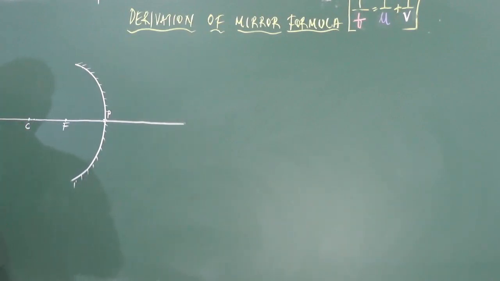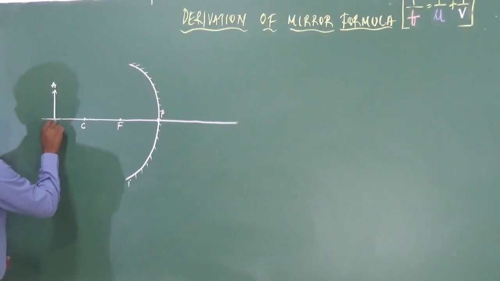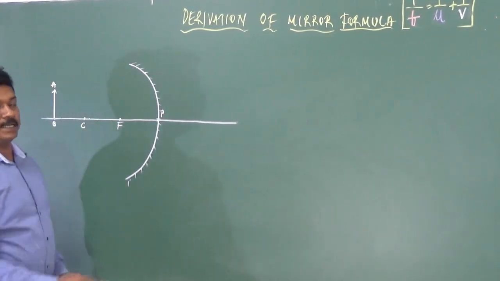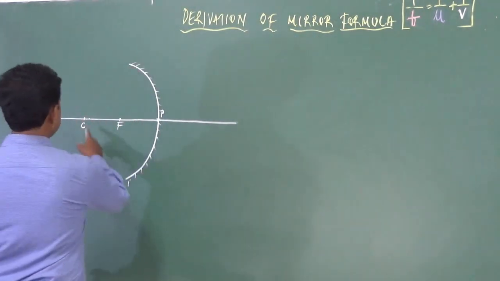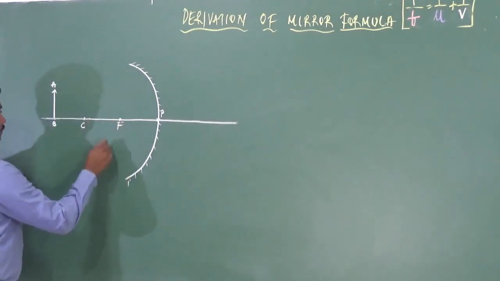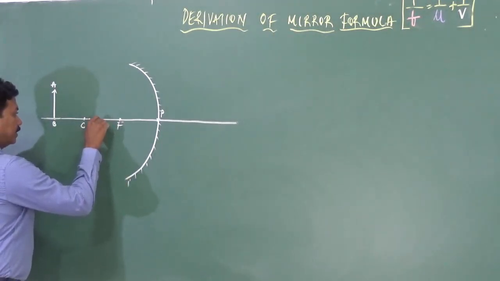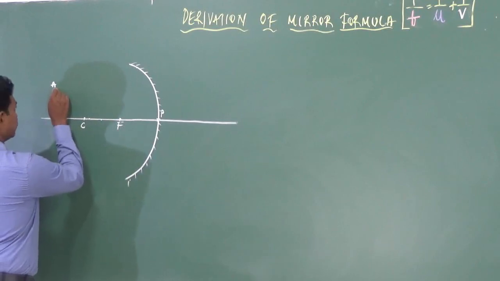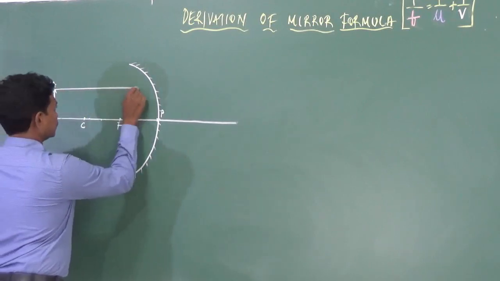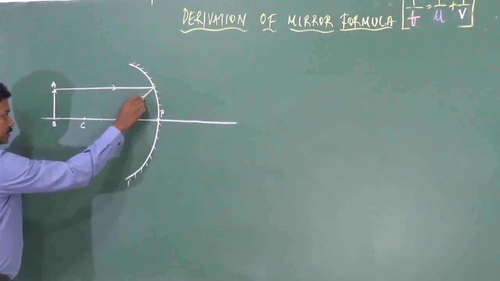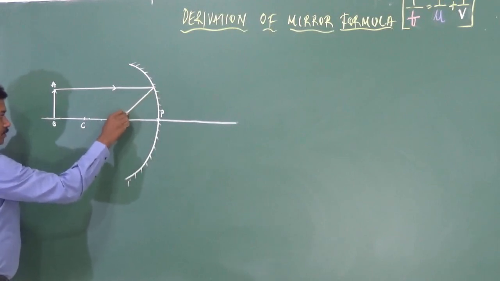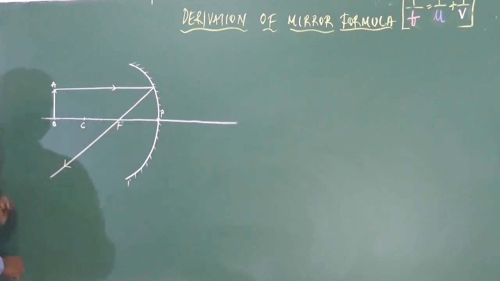Now let us place the object beyond the center of curvature. When you place the object beyond the center of curvature, beyond C, we know that according to the second ray diagram, the image will be formed between C and F. Image will be formed here between C and F. Okay, let us take one light ray from here, which is parallel to the principal axis. So it passes through the focus. The light ray is going to pass through the focus after reflection.